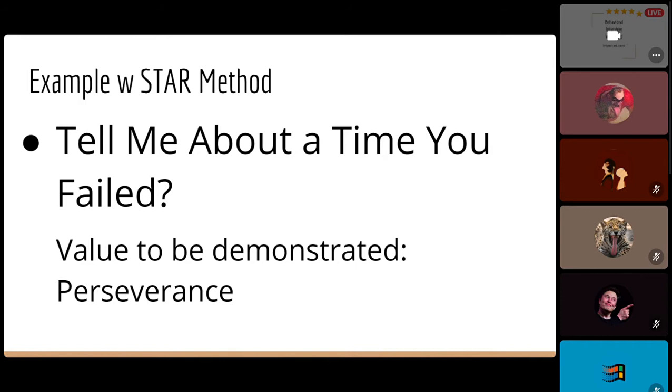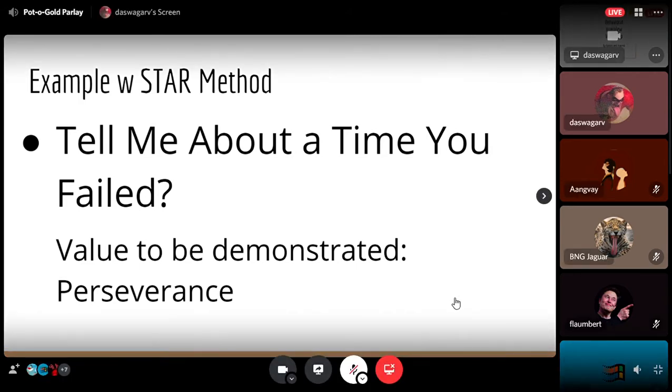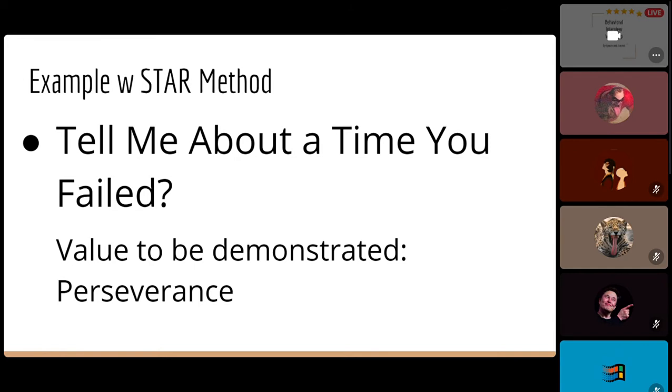So now we're going to redo that example, right? But this time we're going to use the STAR method, and we're going to assume that the value of the company that we want to demonstrate is going to be perseverance. Okay.